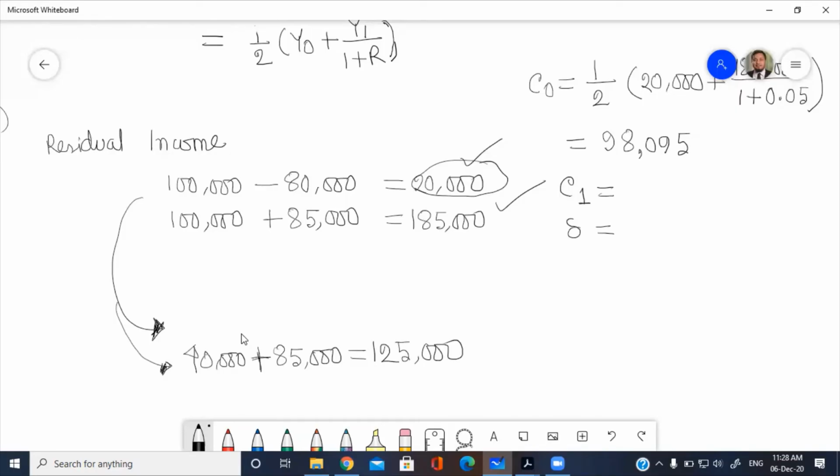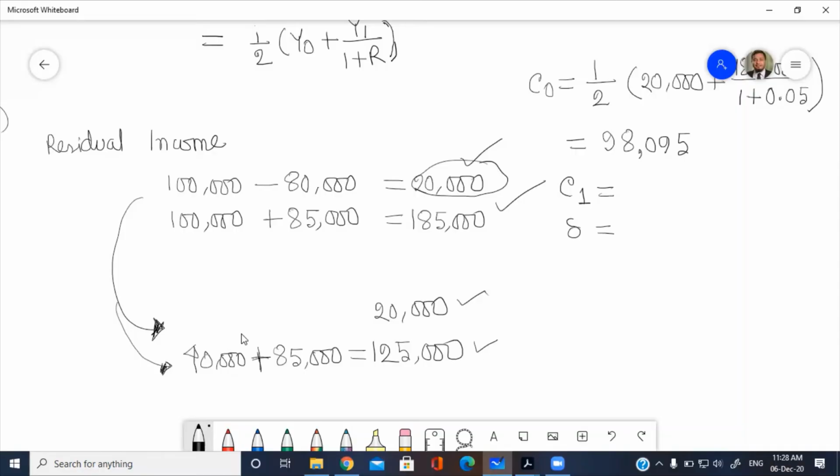125,000, is it? It will be same as before, the current period income, 20,000. Now, if you use this information in this equation, can you not get the changed number for C naught? I mean the current period optimal consumption and the future period optimal consumption. Is it possible for you?